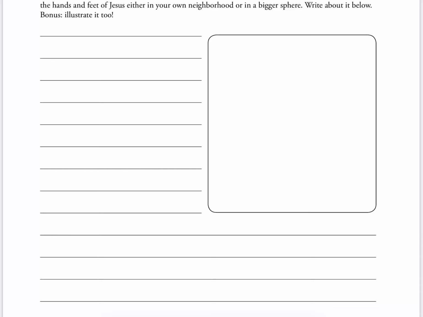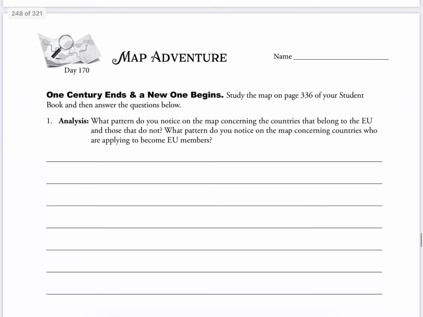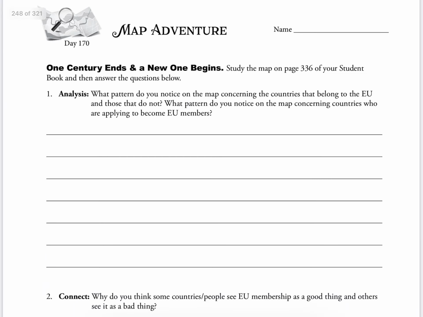I mean, it'd be kind of silly if you knew, oh yeah, I could help people this way, but I'm not going to. Like, that's kind of selfish. And so if you can think of those ways to be a blessing and somewhat of a missionary right here, then, I mean, you should live that out. On the next page, go ahead and look at the map on page 336 of your student book, and then there are some questions below that you can answer.